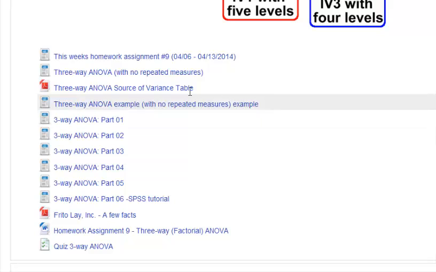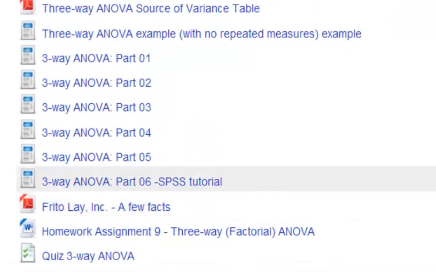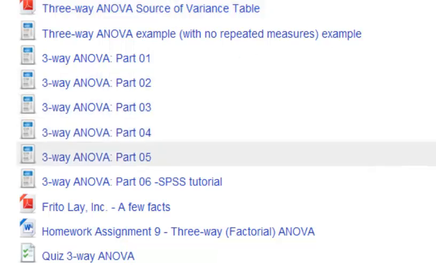Here's a three-way variance source table if you were going to do it by hand, but I am not going to make you do it by hand. There are a few teachers on this campus that will, but I will not. Okay, we're going to be strictly SPSS from here on out.